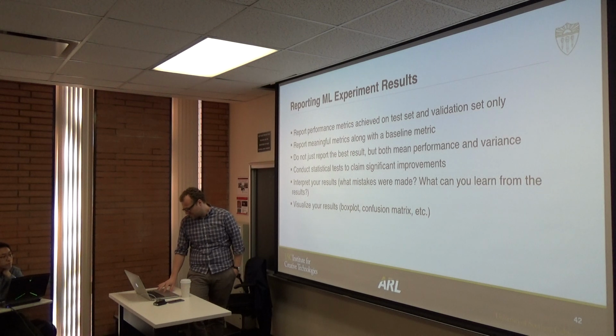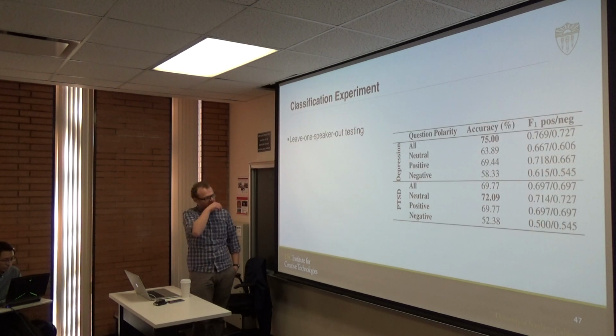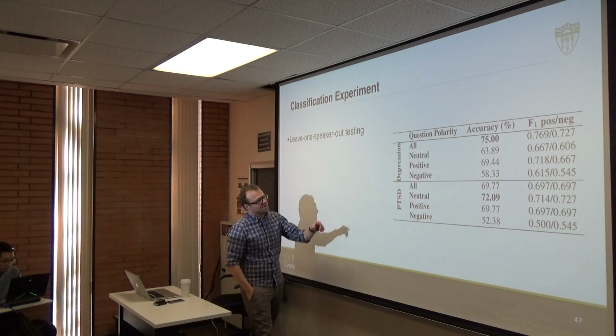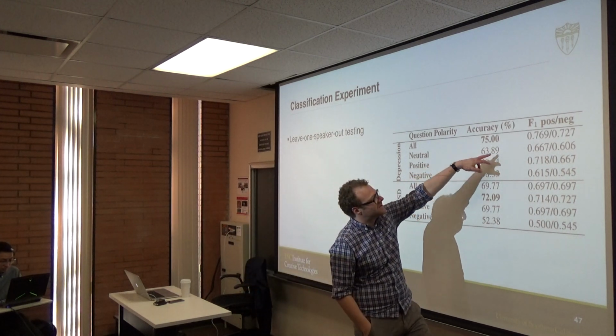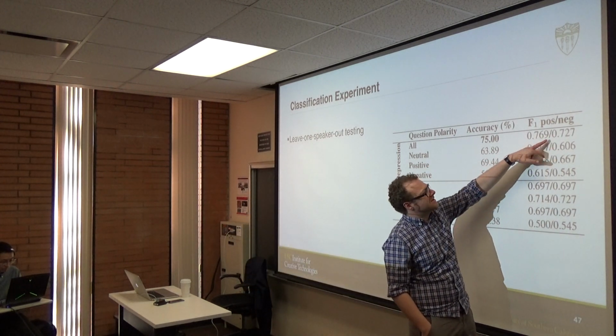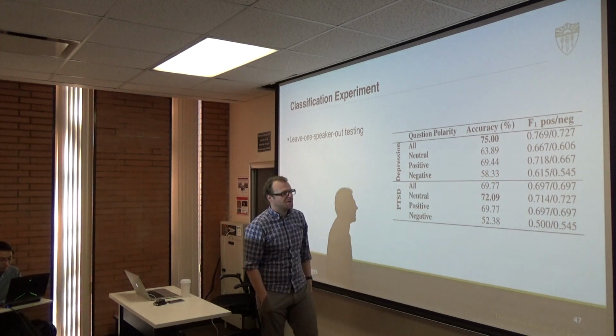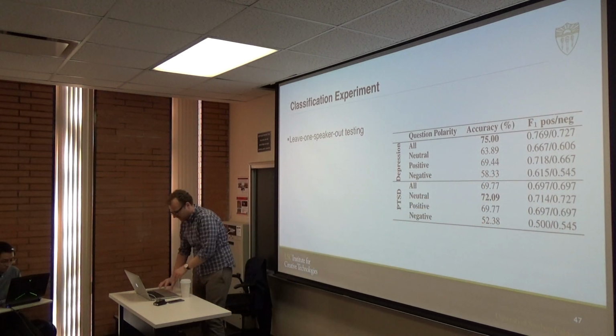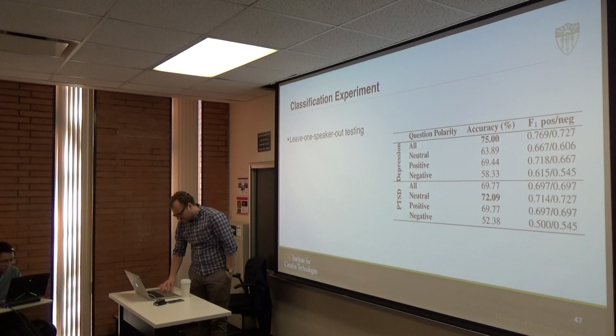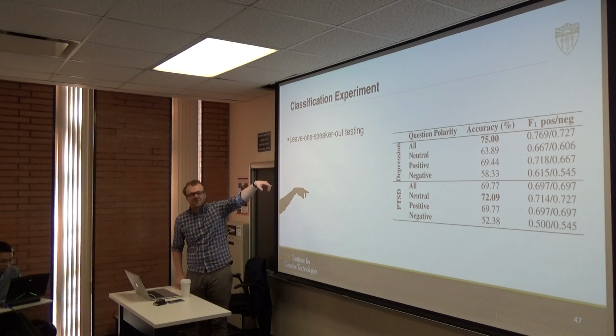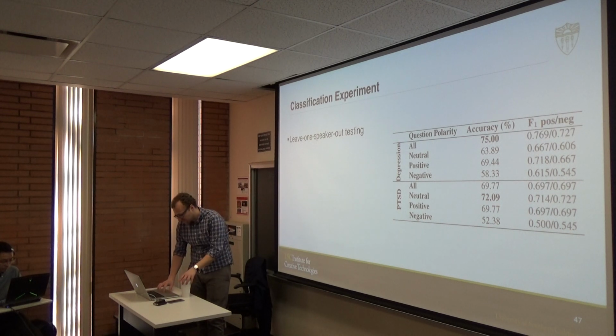I have a few examples that I might want to show. So, as I mentioned, in some of my experiments, we would report accuracy and then the F1 measure for the positive and the negative class. So that's one way to do that. That's also in leave one speaker out testing, so the subject was always removed from the training.